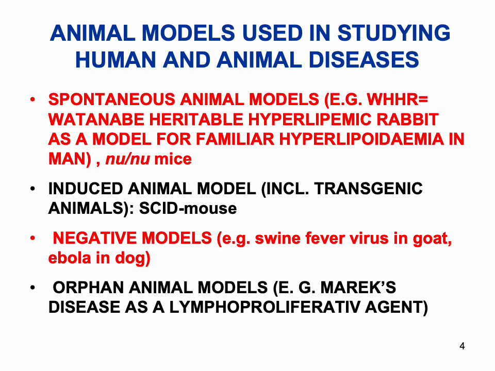Less important but still important are the negative models, when some animal species are resistant against some pathogen, like the goat against the swine fever virus, or the dog against Ebola. In this way, we can study the mechanism of the resistance. And the last group is the orphan animal models, which have no counterpart human disease, like Marek's disease, a lymphoproliferative agent. But knowing the character of viruses, many times a mutation can occur, and some human disease can be similar to this model.